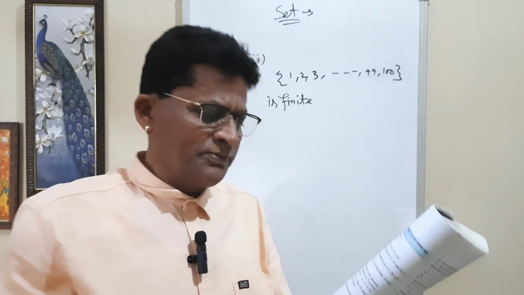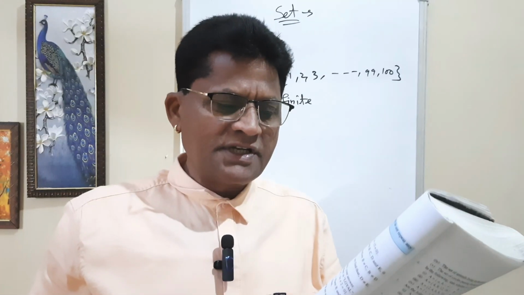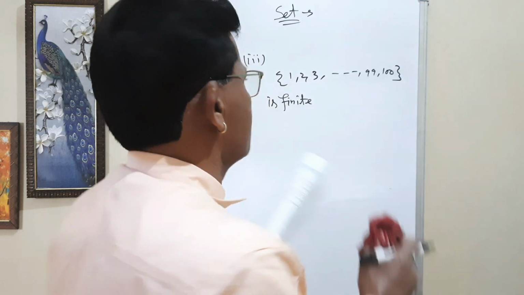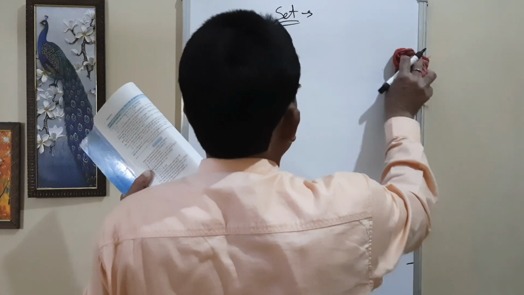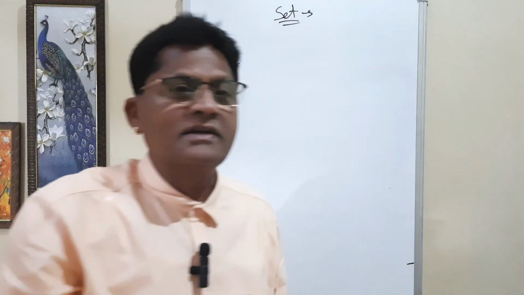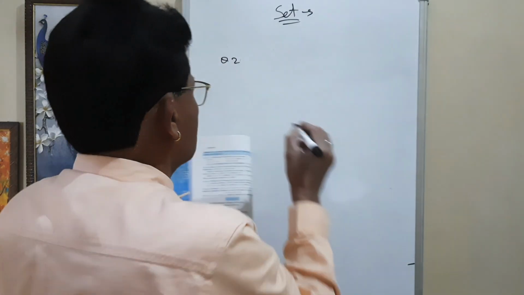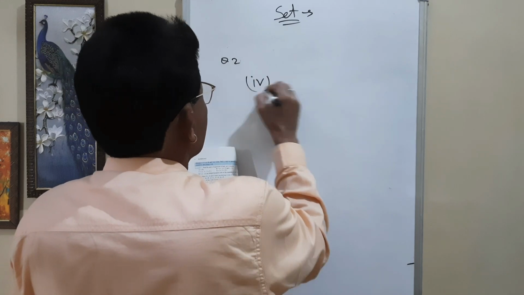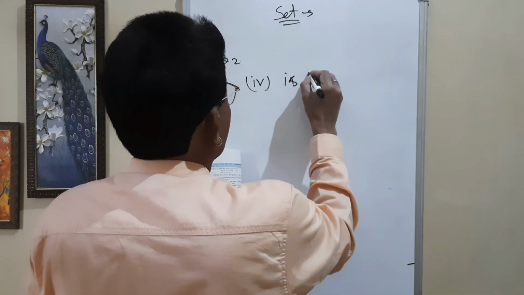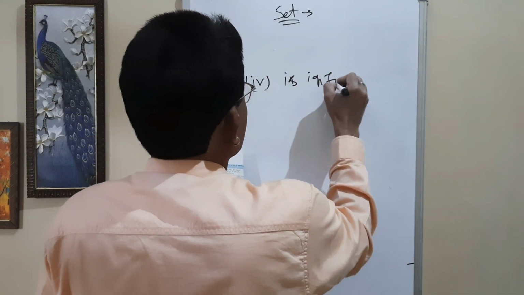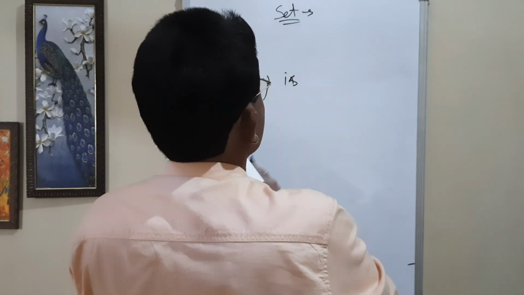Okay. Next, fourth part: set of all positive integers greater than 100. My dear students, how many integers will be there greater than 100? 101, 102, dot, dot, dot. We don't know how many integers will be there. That is why the fourth part is an infinite set.